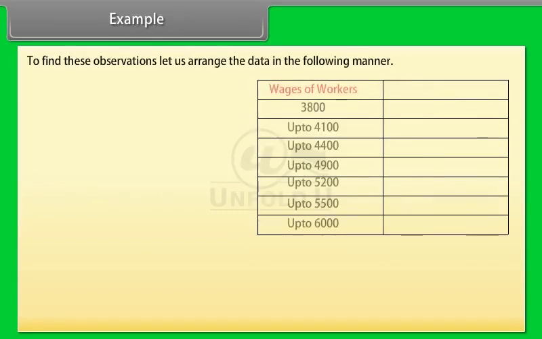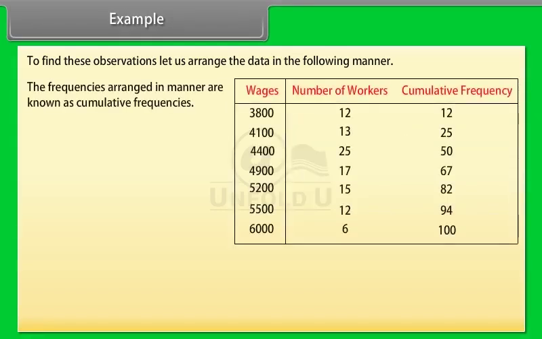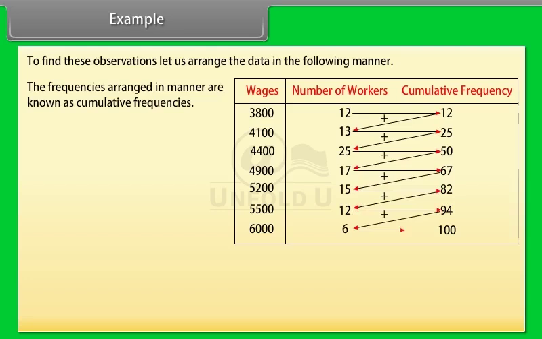To find these observations, let us arrange the data in the following manner. In this, we have written the total number of workers who are taking wage up to 3800, up to 4100, up to 4400, up to 4900, up to 5200, up to 5500, up to 6000. The frequencies arranged in this manner are known as cumulative frequencies. The table shown tells you how to calculate the cumulative frequency column quickly.